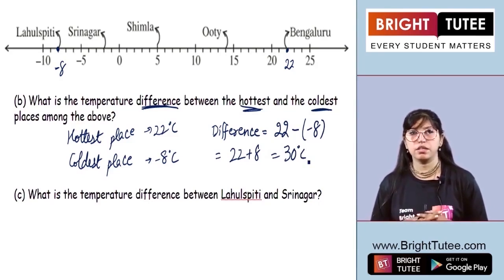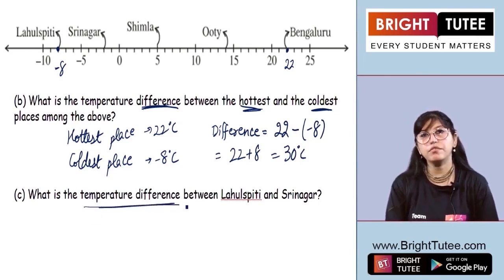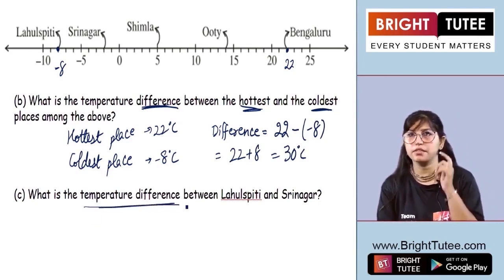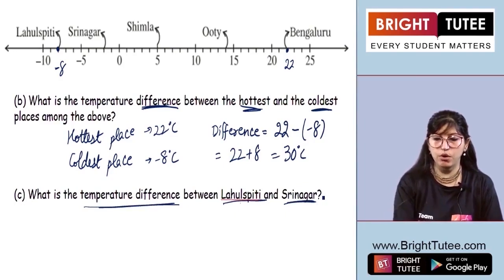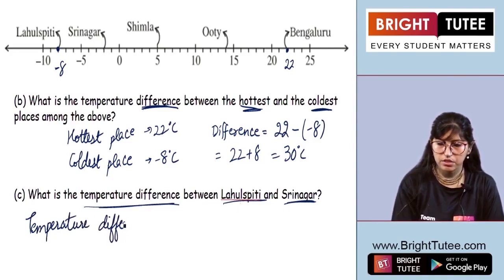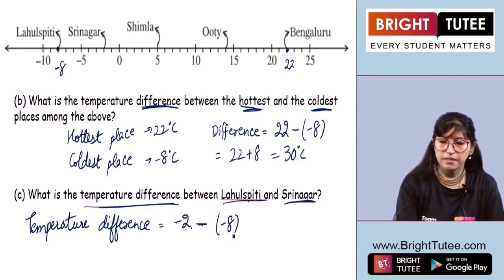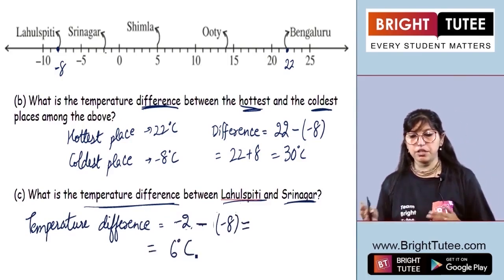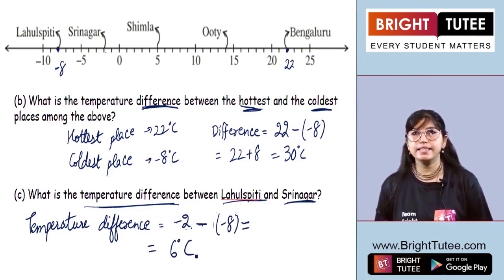Now let's move on to the third part. What is the temperature difference? Again they're talking about temperature difference, but now they have given different names of the places whose difference we need to find. So Lahul Spiti and Srinagar. What is the temperature for Lahul Spiti? It's -8, and Srinagar is -2. So we are looking for the difference. So the temperature difference between Lahul Spiti and Srinagar is 6 degrees Celsius.